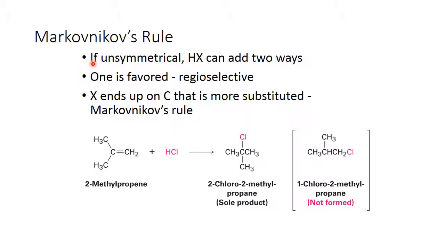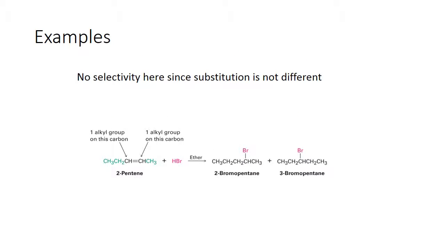Remember Markovnikov's rule. If the alkene is unsymmetrical, the hydrogen halide can add two different ways. The way that's favored is to put the halogen on the more substituted carbon. We say that the reaction is regioselective, meaning that it only goes one way. And this is called Markovnikov's rule, or we call it Markovnikov addition.